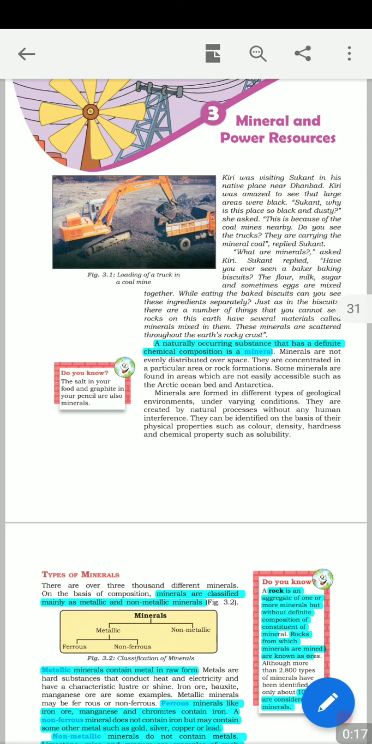So first of all, what is a mineral? A naturally occurring substance that has a definite chemical composition, right? So first of all, natural. Second, definite chemical composition is a mineral.